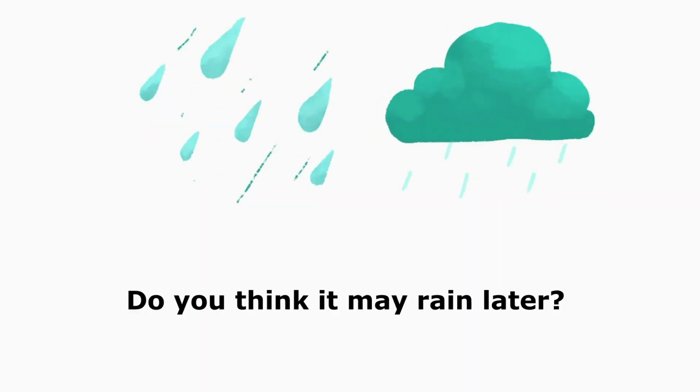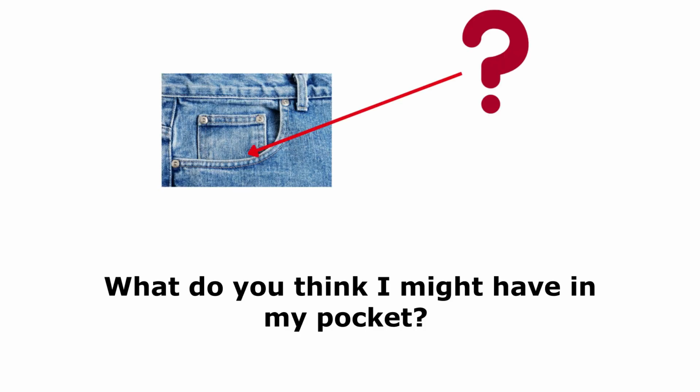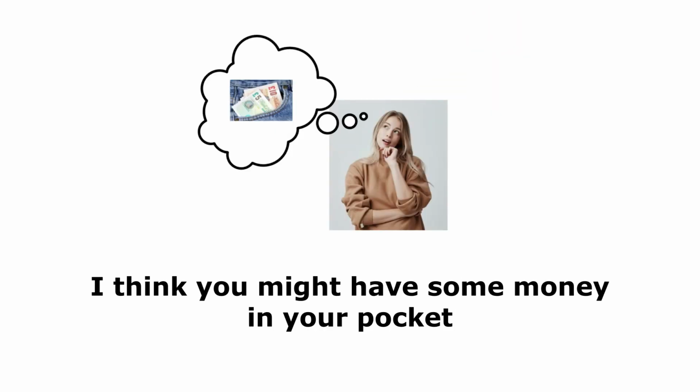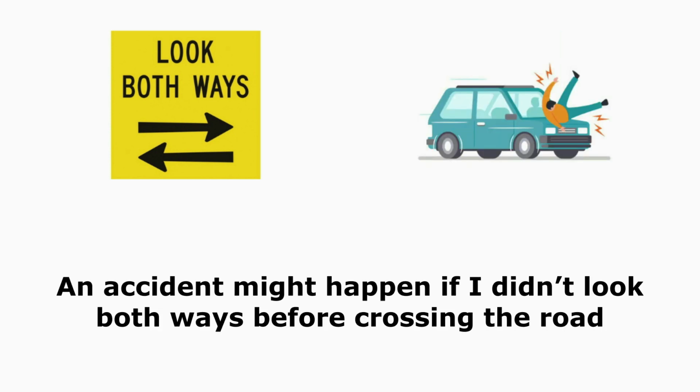Do you think it may rain later? Yes, I think it may rain later. What do you think I might have in my pocket? I think you might have some money in your pocket. What might happen if you didn't look both ways before crossing the road? An accident might happen if I didn't look both ways before crossing the road.